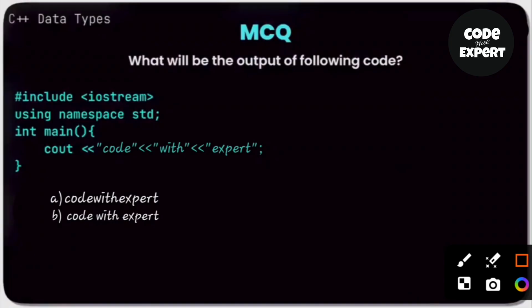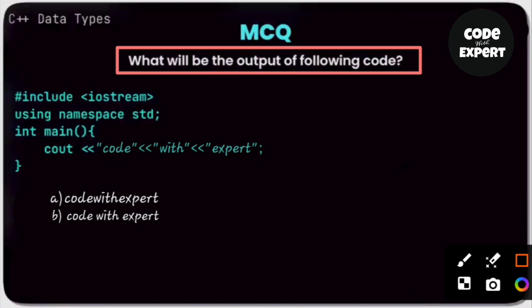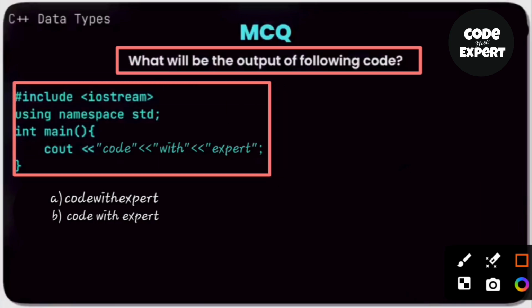So based on our lectures 1 to 3, here are some MCQs you should try. The first MCQ says, what will be the output of the following code? So this is our code. We have to tell what output it will give when it is run on a C++ compiler. So here the function used is cout, in which it is written "code with expert". So let me know in the comments what will come.